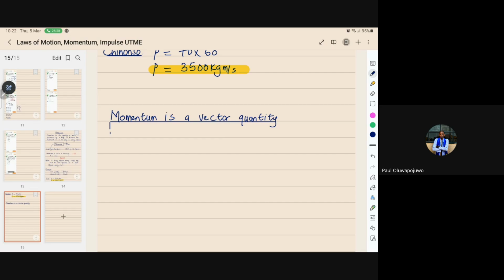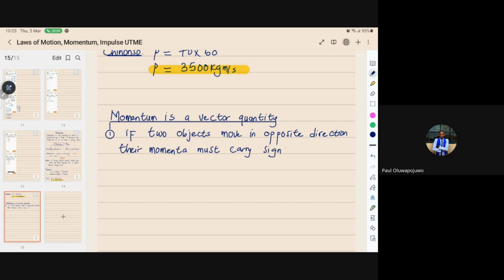Is that okay? So what am I trying to highlight here? I'm just trying to say that, number one, if two objects move in opposite direction, their momenta must carry signs, right? You have to indicate it with signs. They must carry signs because it's a vector quantity.